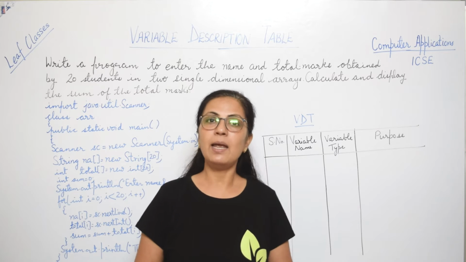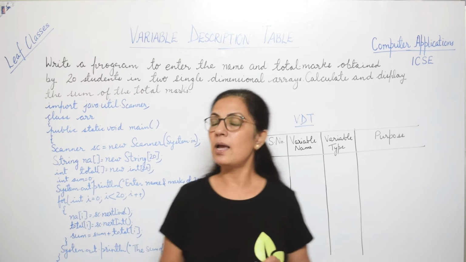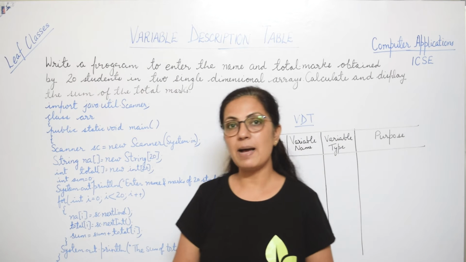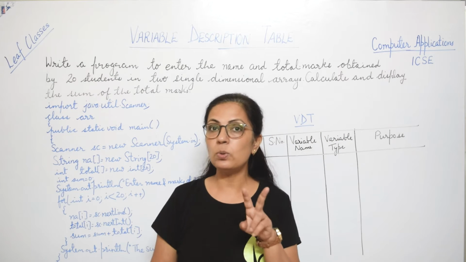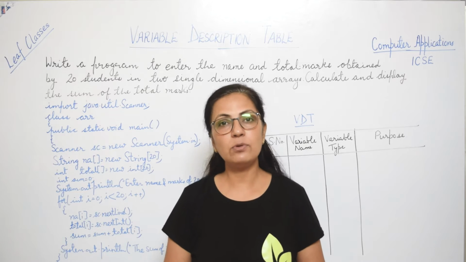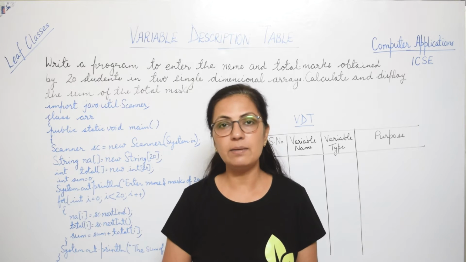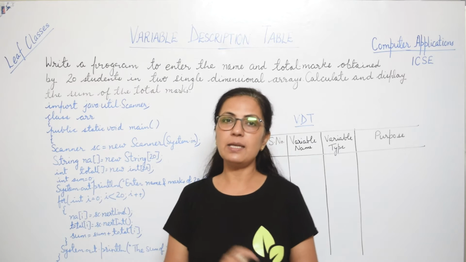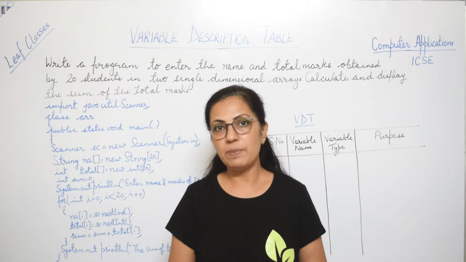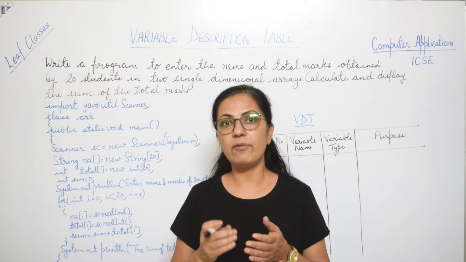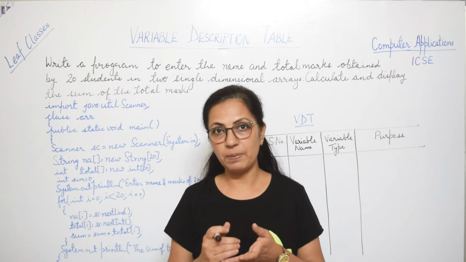So let us begin. Here I have written one question to input the names and total marks of 20 students in two arrays, two single dimensional arrays, and you have to just total the entered marks and display that, right? Now children, if you see in the question, the array type is not declared. So we have to take the decision ourselves which type of array it should be, right?